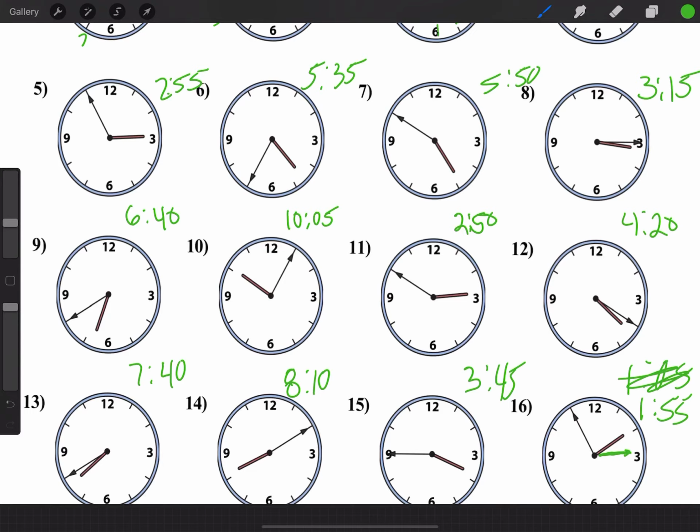Okay, hopefully this helps a little bit. There'll be some more practice in Canvas, but make sure you are really paying attention to how to tell time.